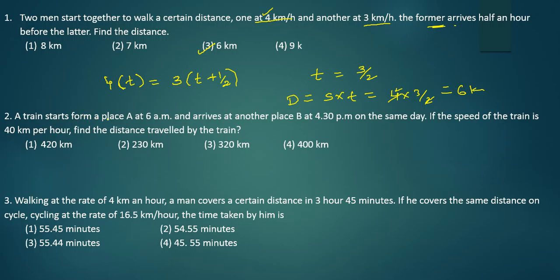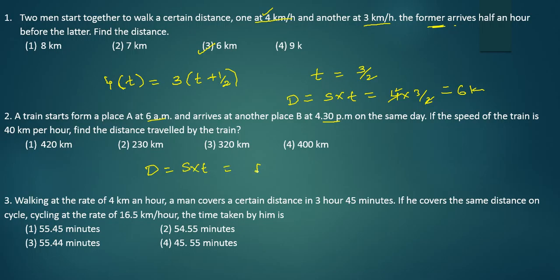A train starts from a place A at 6 am and arrives at another place B at 4:30 pm on the same day. If the speed of the train is 40 km per hour, you have to find the distance traveled by the train. What is given? A train starts from a place at 6 am and arrives at place B at 4:30 pm on the same day. Distance is nothing but speed into time.